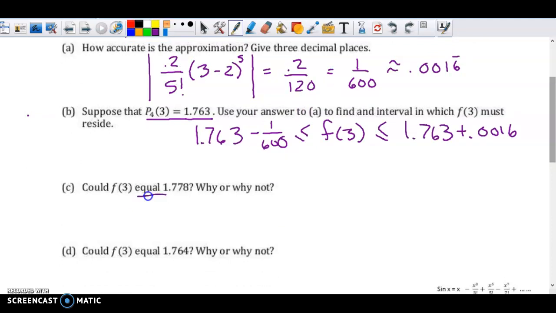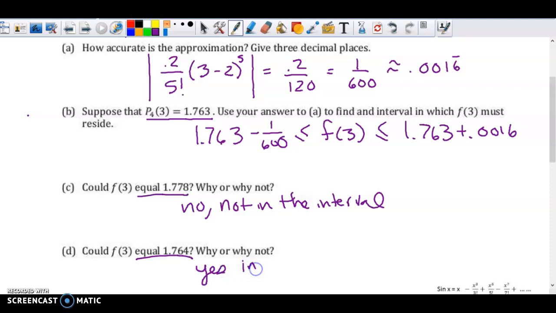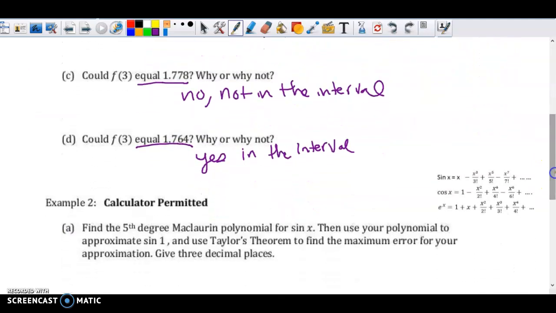So could f of 3 be equal to this? Well, if you actually type these values in the calculator, you can see that this doesn't fit in there. So no, it's not in the interval. And then could it be this? Like I said, if you type those in, you'll see yes, it is in the interval. So if you're going to see this on the AP test, I think it's going to most likely be a free response question. And you would be expected to memorize that formula.